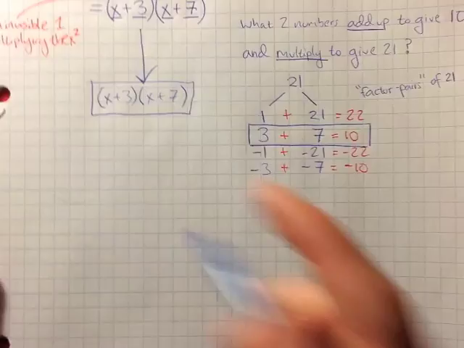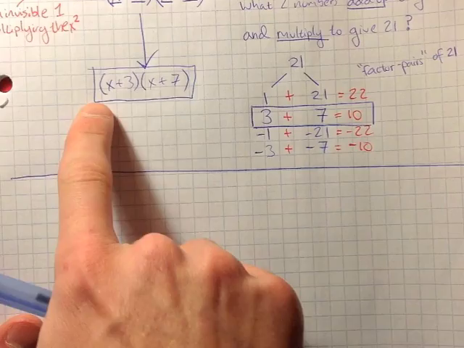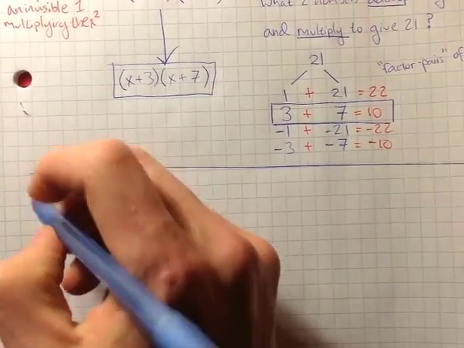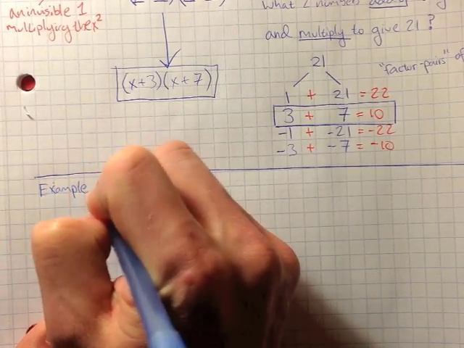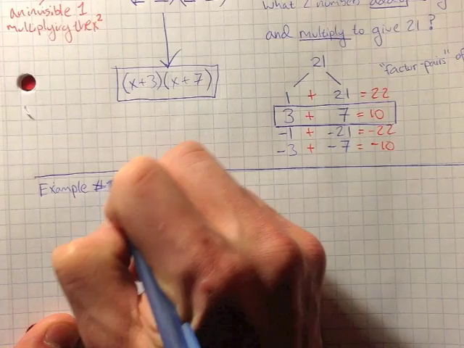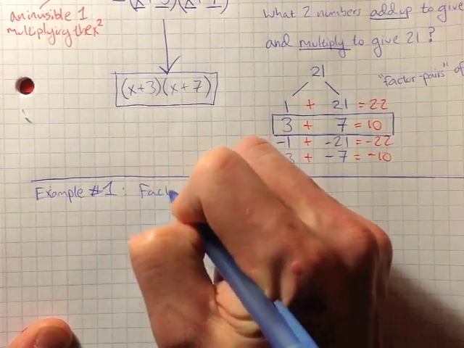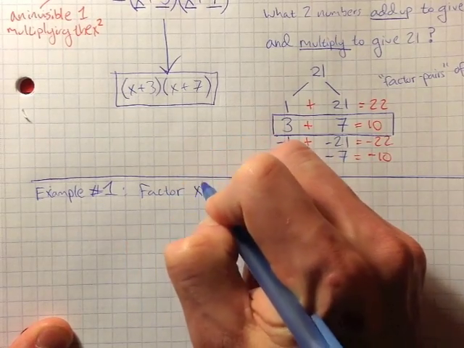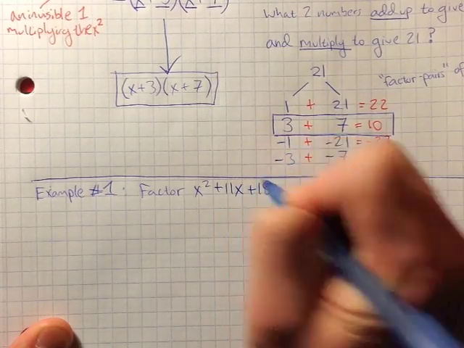Alright, now let's take a look at our first real example, because we already knew what the answer was going to be up here. Now let's try an example in which we don't know what the final answer is going to be. So example number 1. Factor x squared plus 11x plus 18.